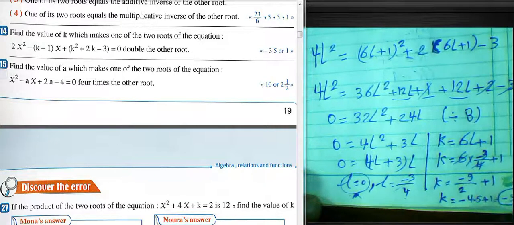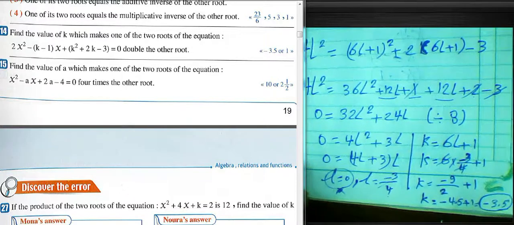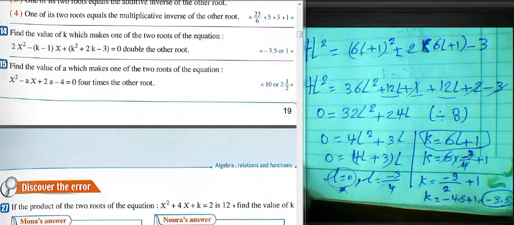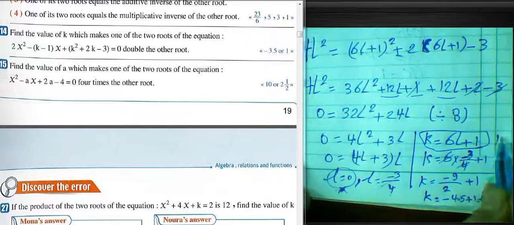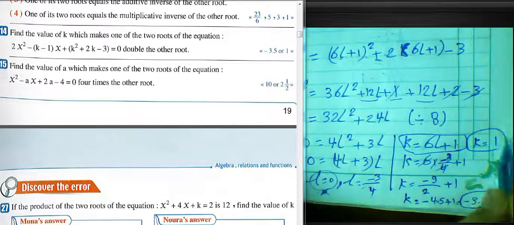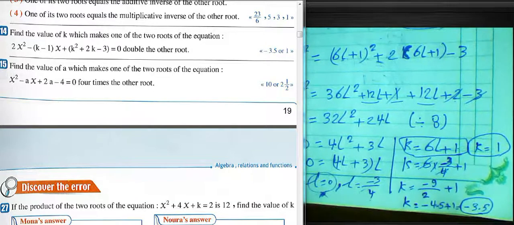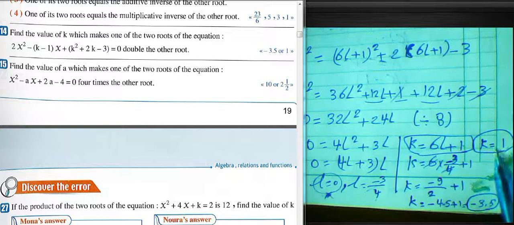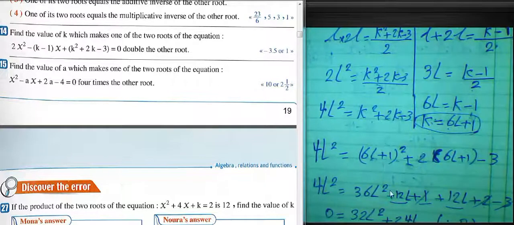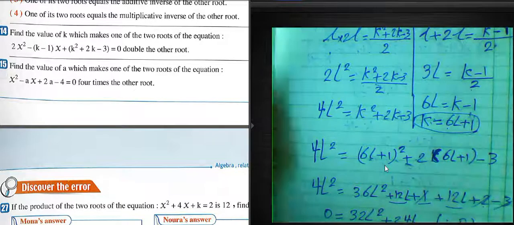It's the first, and we can find the other value of K by putting L equals 0 in this equation. K will be 6 multiplied by 0 plus 1 equal 1. So we have two values for K: the first will be 1 and the second will be negative 3.5. We must study hard about this equation. You must study hard, okay?